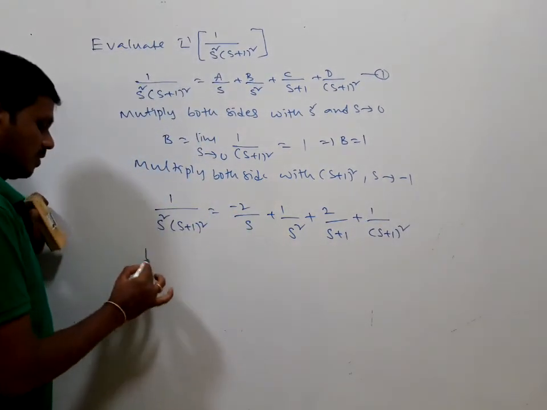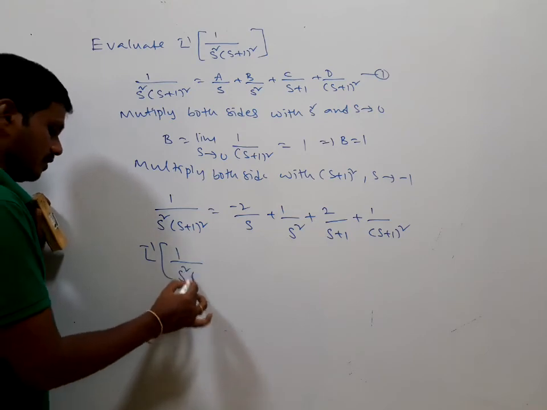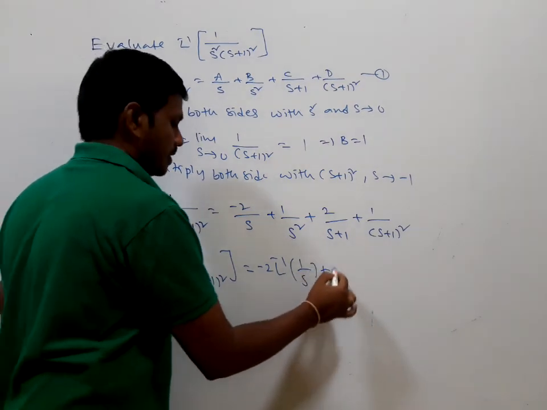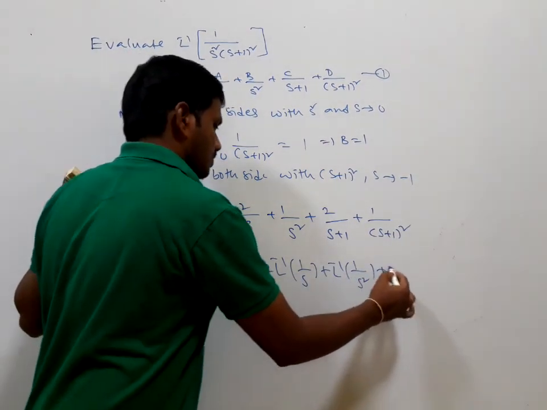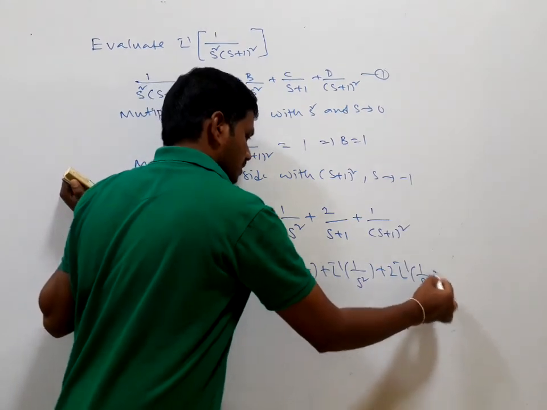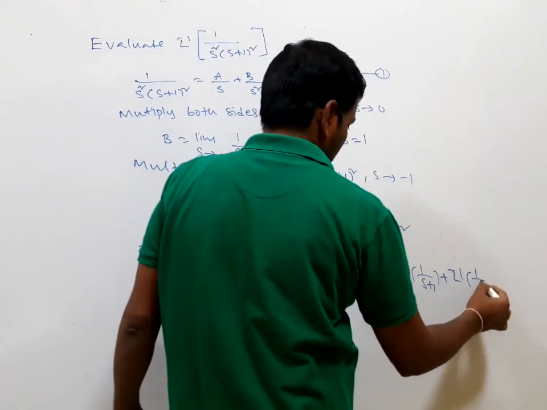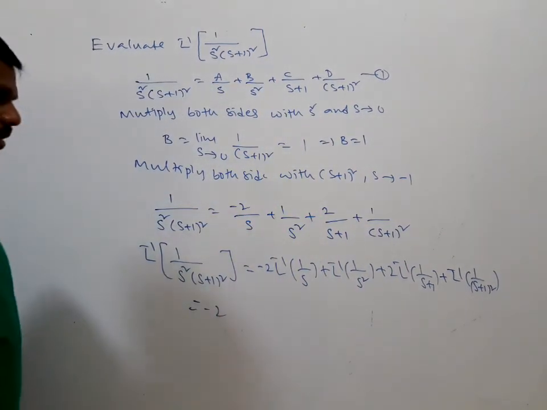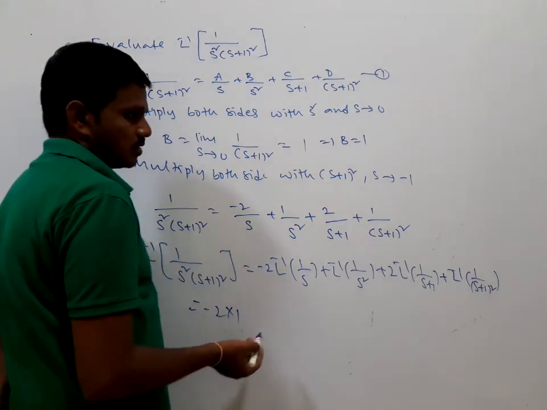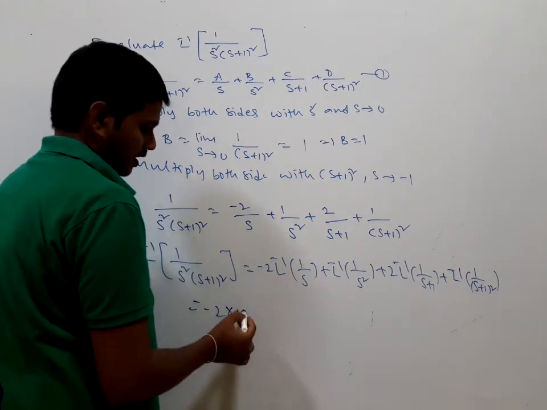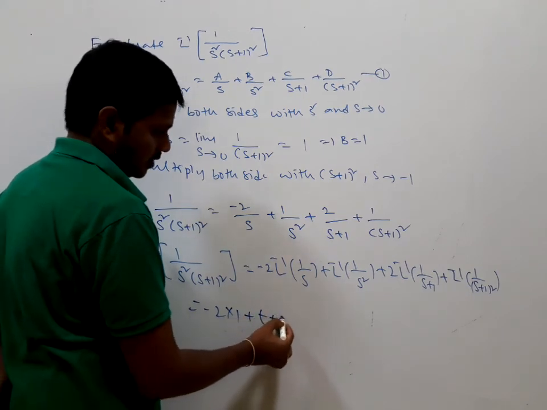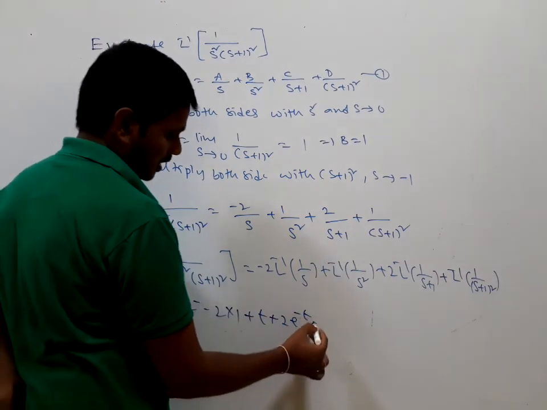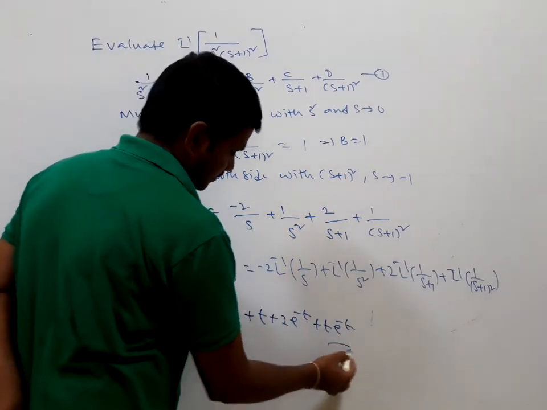Taking inverse Laplace transform on both sides, 1 divided by s square into s plus 1 whole square is minus 2 into L inverse of 1 by s plus L inverse of 1 by s square plus 2 into L inverse of 1 by s plus 1 plus L inverse of 1 by s plus 1 whole square. So minus 2 into L inverse of 1 by s, it is nothing but 1, since L of 1 is equals to 1 by s. Here it is t plus 2 e to the power of minus t, and here t e to the power of minus t. This is the answer.